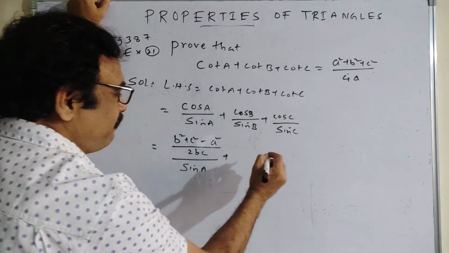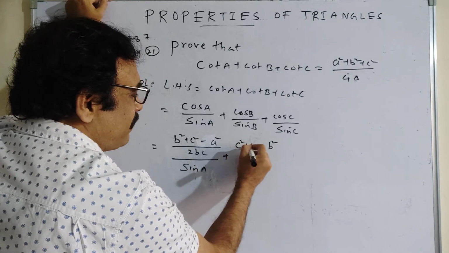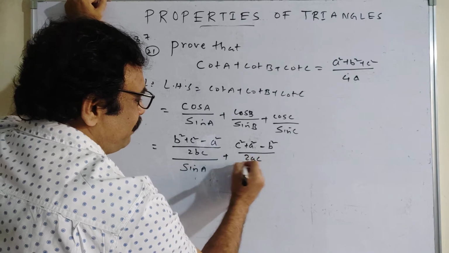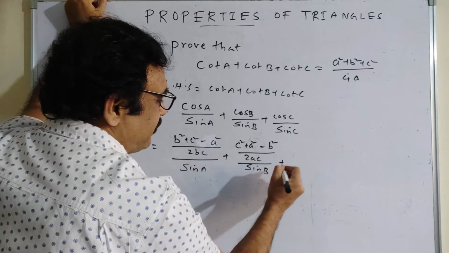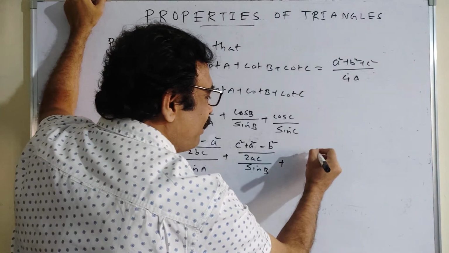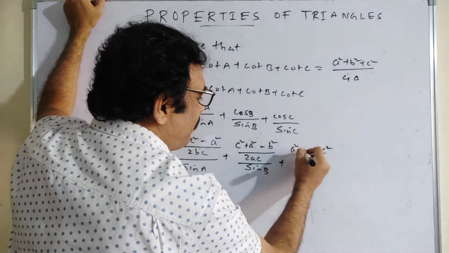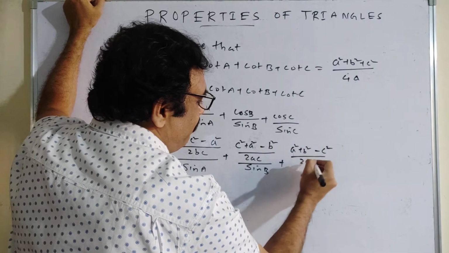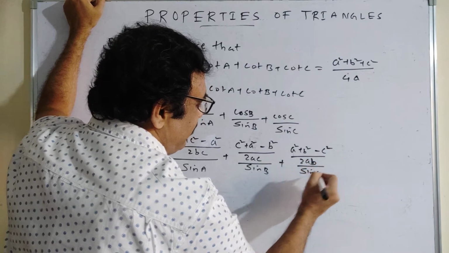Now whenever cos B comes, you write minus b square, and the rest, the sum of the squares of the two sides, you write in front, over 2ac, and this is nothing but cos B. And here you are going to write minus c square, and the sum of the squares of the other two sides, over 2ab, and this is nothing but cos C.